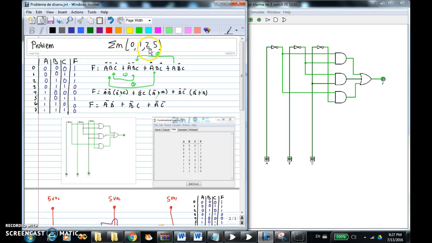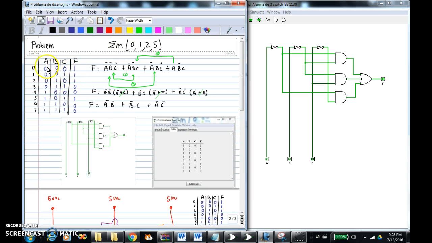Combination 0, 1, 2, 5. This combination we call the minterms of the output. The minterms are associated with the SOP design. Just remember, SOP is sum of product. What are the minterms? The minterms are the ones of the output. So look at right here.